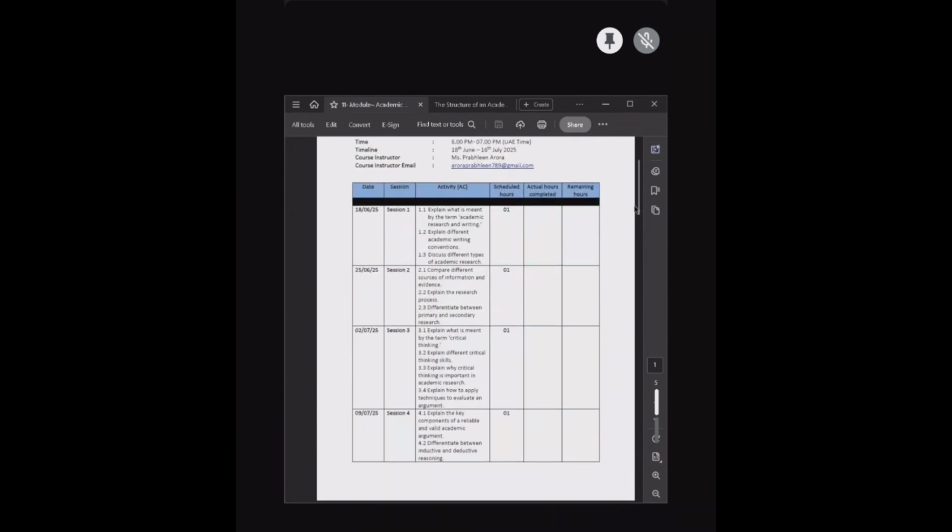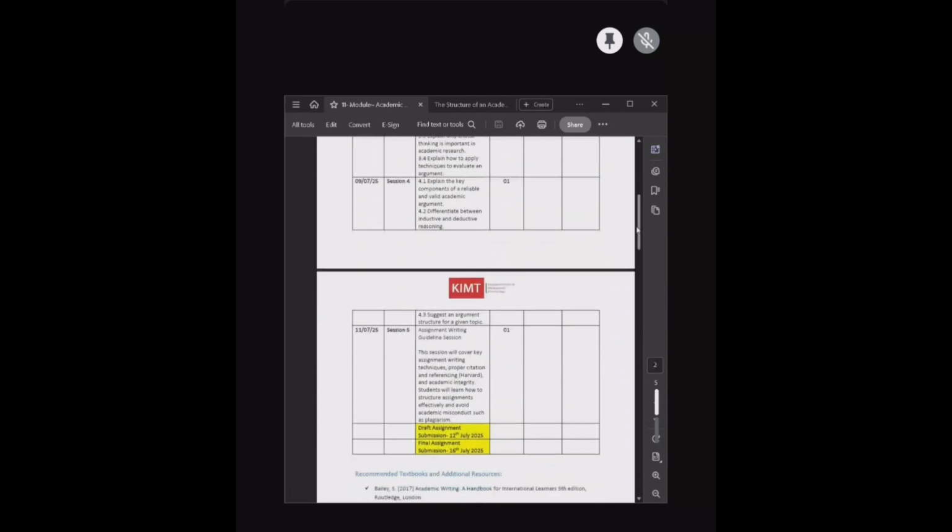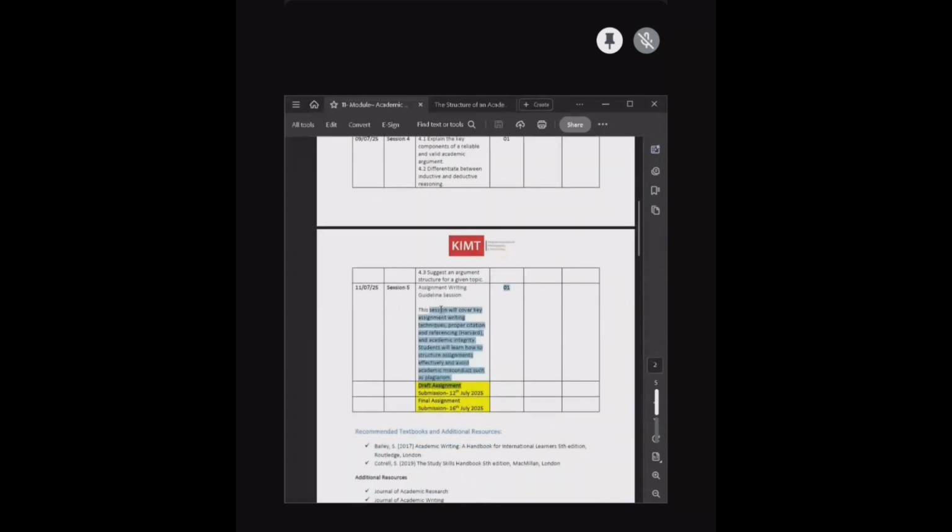These are the topics that we study. First topic that we'll cover today is about what is academic writing and what is academic research. Next week, we'll talk about different sources of information, what is primary and secondary research. In the third, we'll talk about critical thinking skills and how you can use them in academic writing. And in the last, we'll talk about reasoning and writing skills. So these are the 4 weeks syllabus that we'll cover. And in the fifth week, there are assignment guiding sessions.